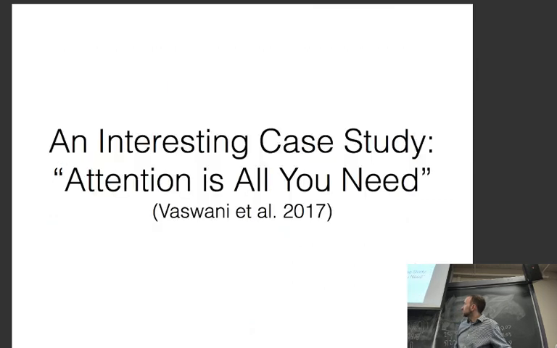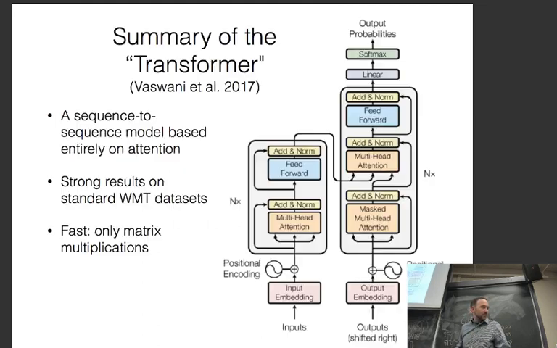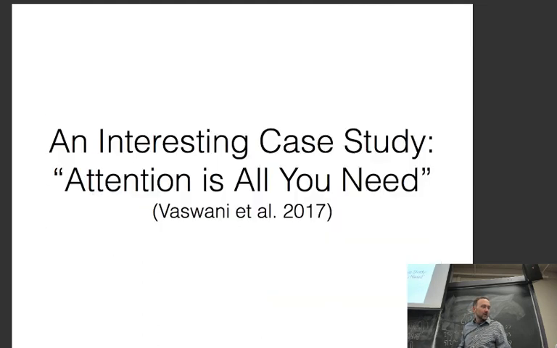So the interesting case study is attention is all you need. This is a very popular paper. It came out like 6 months ago, and it already has 100 citations. The reason why is that it gave really, really good results on machine translation, and it's way faster to train than anything else we have.